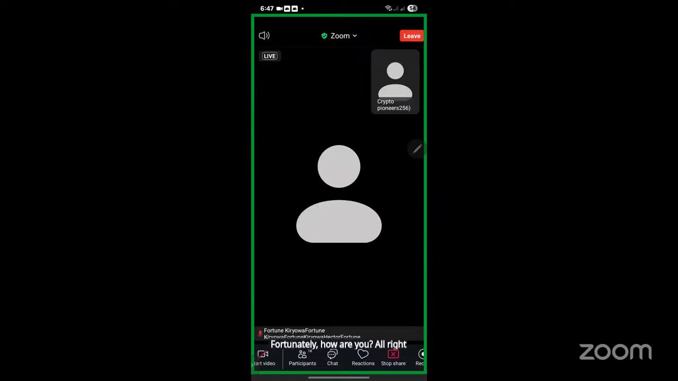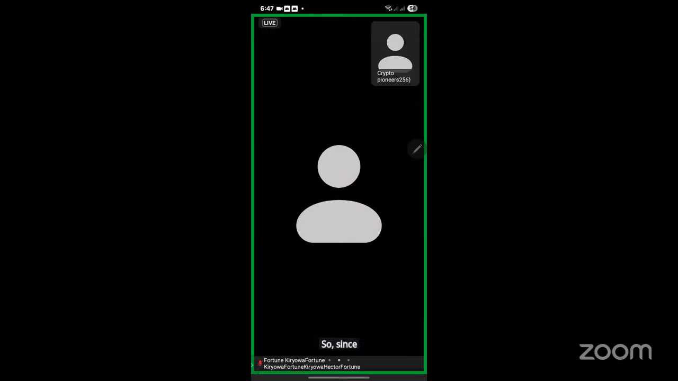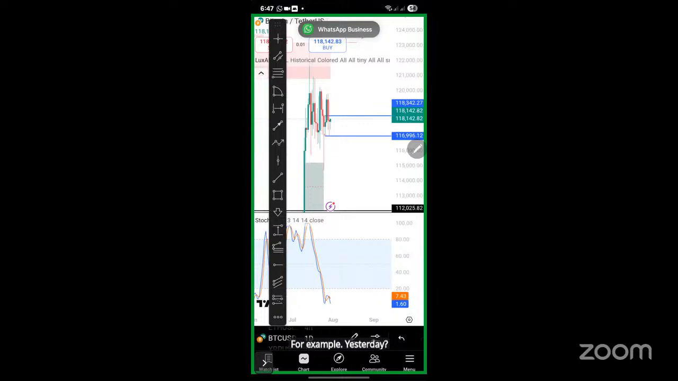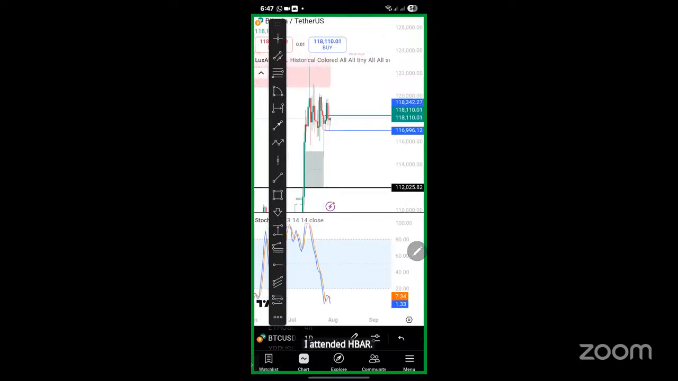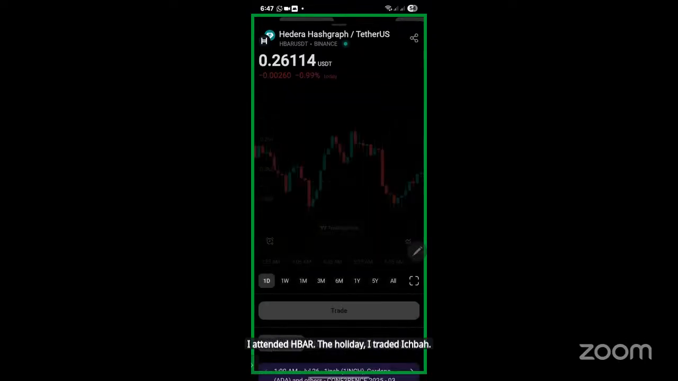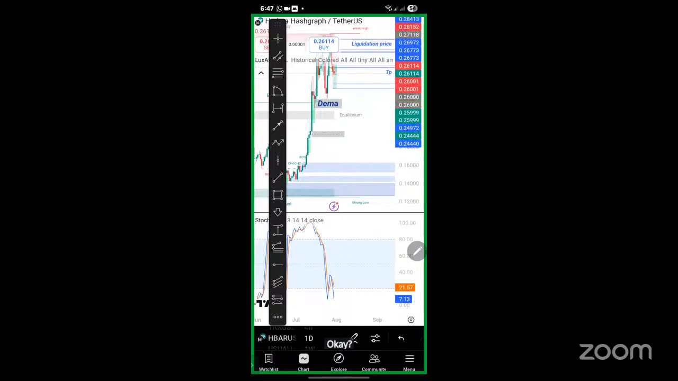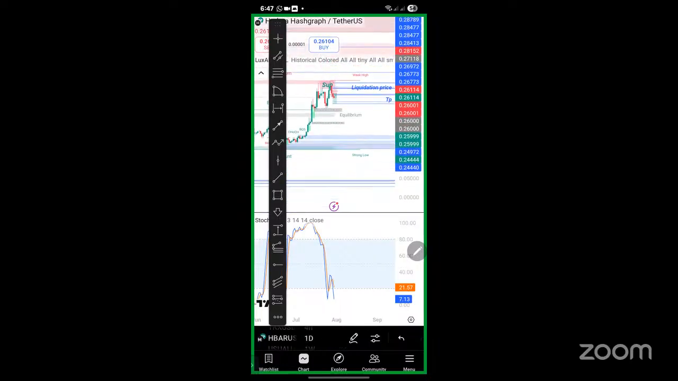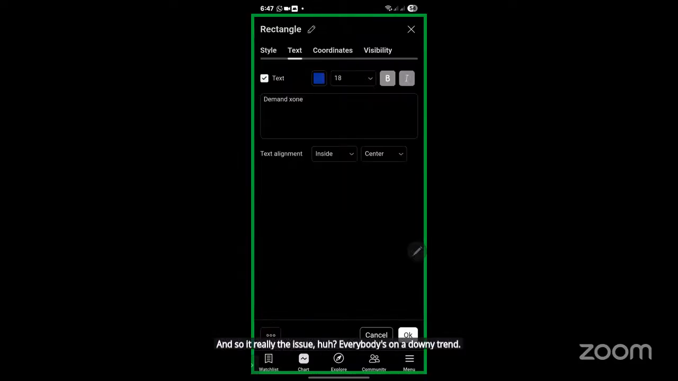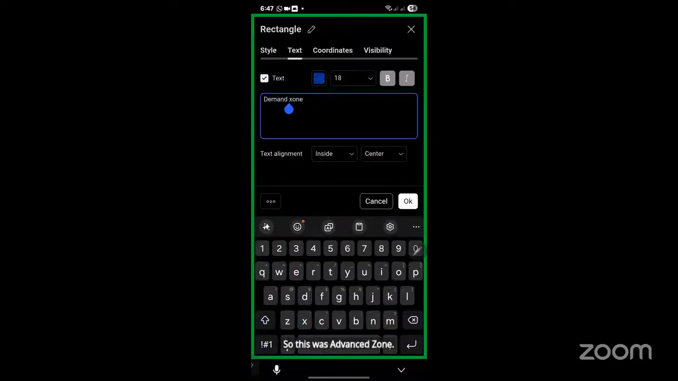All right. So, since you have to plan your trade, for example, yesterday I traded HBAR. The whole day I traded HBAR. And since I traded the HBAR, it is on a downtrend. So this was the demand zone. The word is zone.